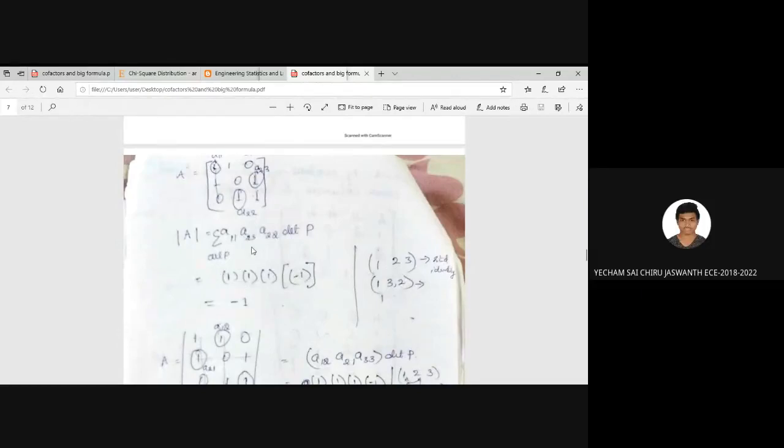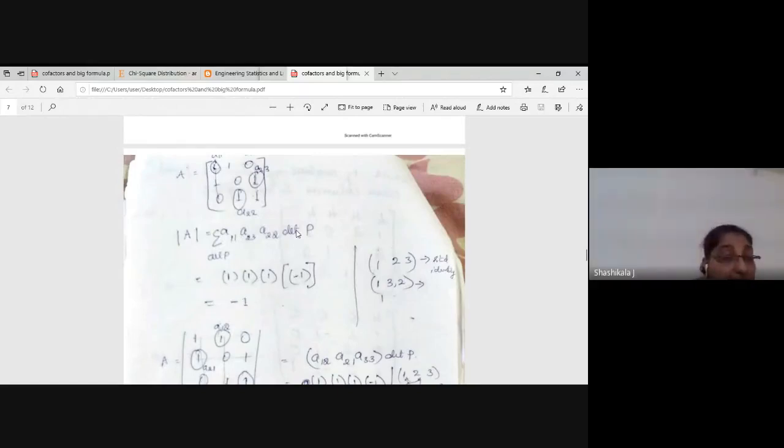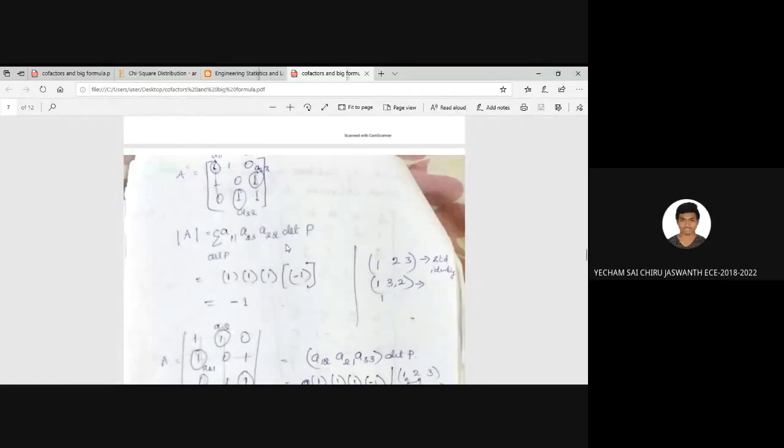How will you get that determinant P? Determinant P is +1 or -1. That will be decided by the number of row exchanges you will get. This is your generalized formula. Okay. Understood? Okay, ma'am. Okay.